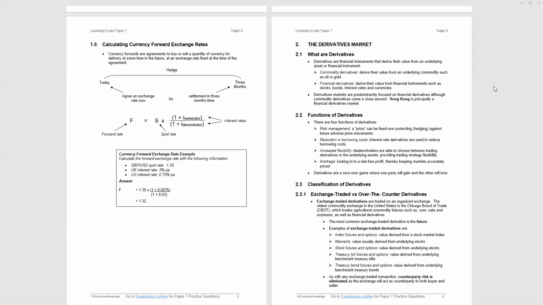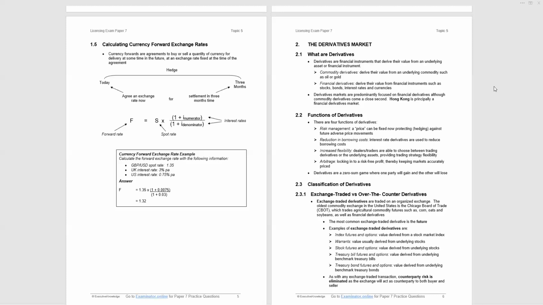Most common exchange traded derivative is the future. And please be aware that futures are only traded on exchanges. You cannot trade futures over the counter, whereas options can be traded on an exchange and over the counter. Example of exchange traded derivatives: index futures and options, warrants, which is a form of option, stock futures and options, treasury bill futures and options, treasury bond futures and options.